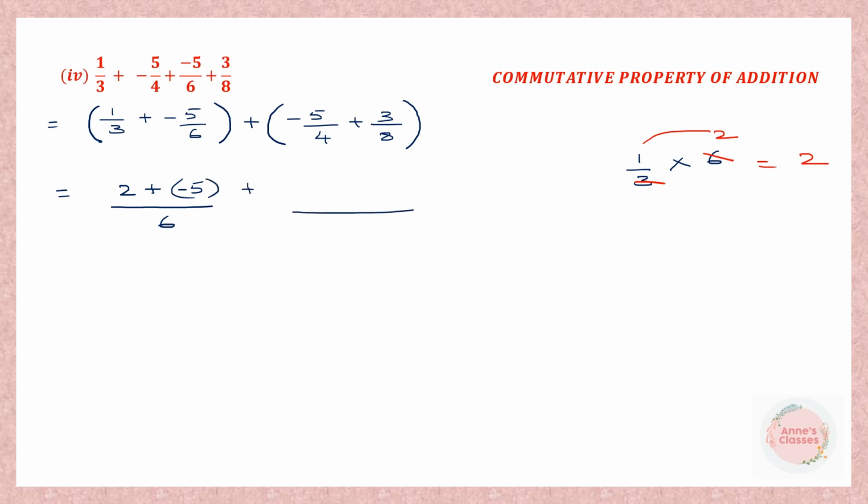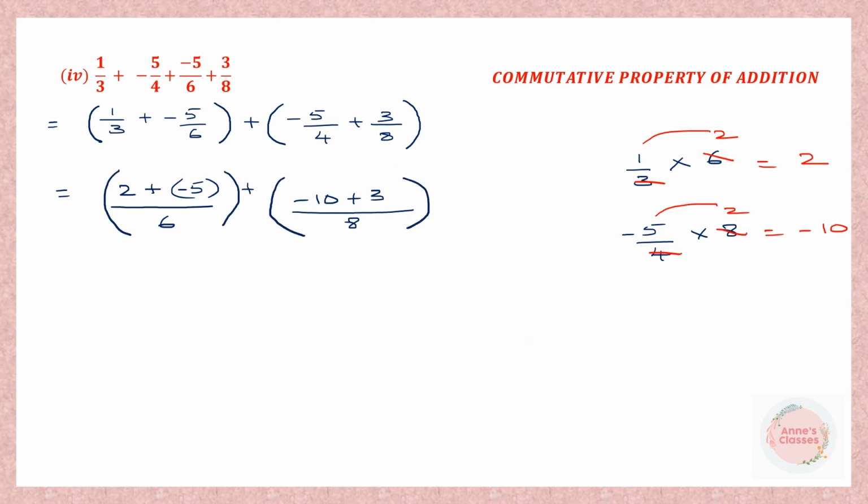Here the denominators are 4 and 8, so the LCM will be 8. Take the first rational number minus 5 by 4, multiplied by the LCM, which is 8. Cancel 4 and 8. Multiply the numerators, minus 10. So here we have minus 10, and then look at the second rational number. The denominator is the same, 8 and 8. So we can write 3 as it is. So we have 3. So we have both the groups here.